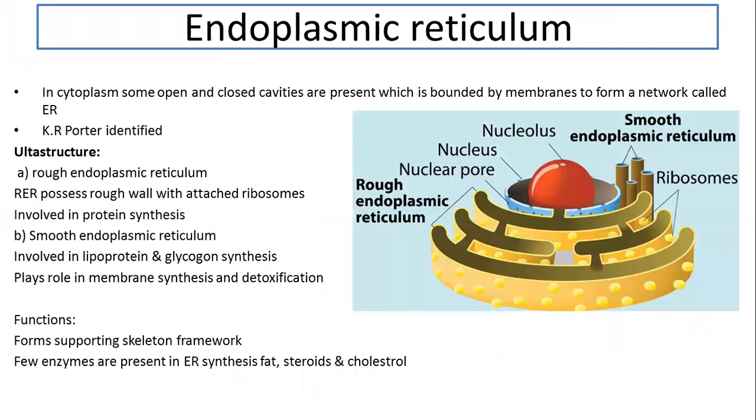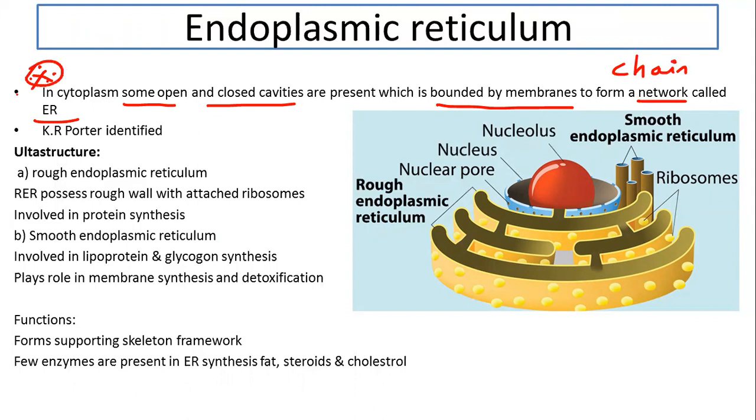Fine. So we'll move to the next cell organelle, which is another important cell organelle called the endoplasmic reticulum. In the cytoplasm, some open and closed cavities will be there. You can say inside a cell, some open and closed cavities, thread-like structures or whatever it is. Those cavities are covered with a membrane, and those cavities are going to form a network. Network means chain. That network is called the endoplasmic reticulum.